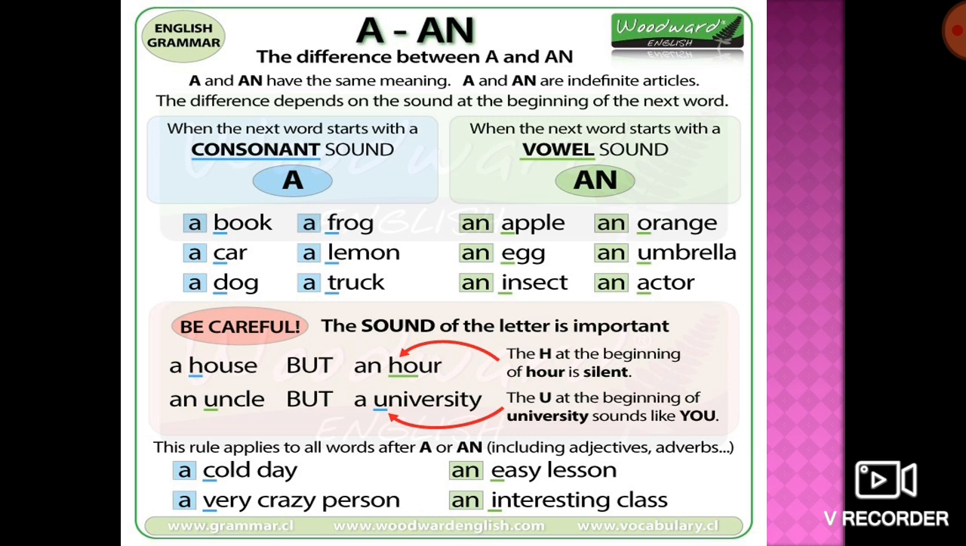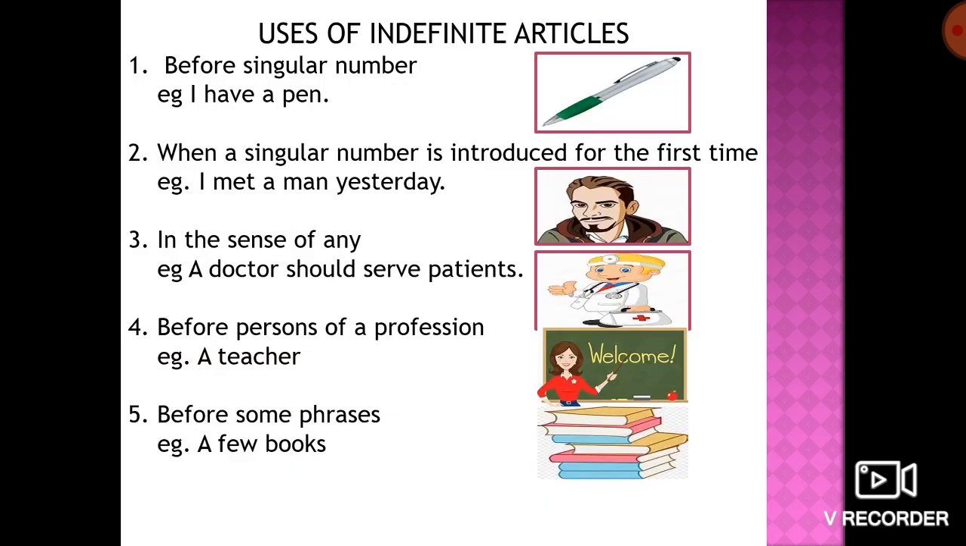Very good. Now let's move to the uses of indefinite articles. First, before a singular noun. Indefinite article means a or an. It is used before a singular noun. For example, I have a pen. Here a means single. Second is when a singular noun is introduced for the first time. For example, I met a man yesterday. Here a man, single man. That's why we use a.